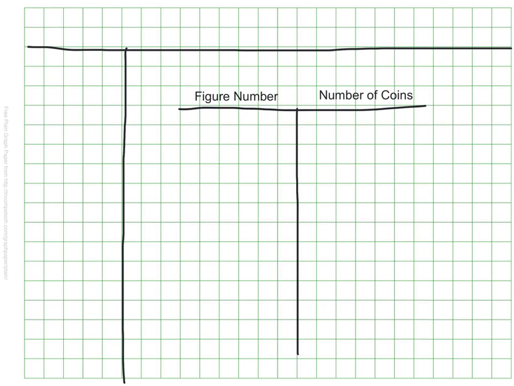Looking back at our picture, the first figure, figure number 1, had 2 coins. So I'm going to fill that in. Figure number 2 had 4 coins, and figure number 3 had 6 coins. It looks like we can figure out how many coins are in a figure by taking the figure number and multiplying it by 2. Right? That seems to be the pattern.